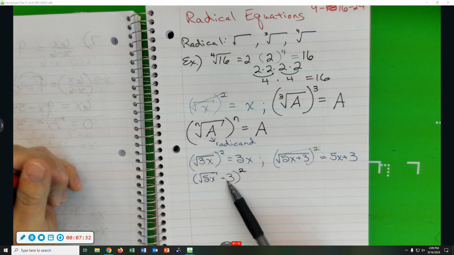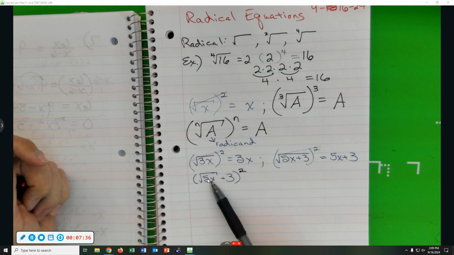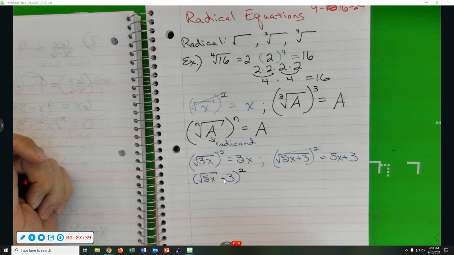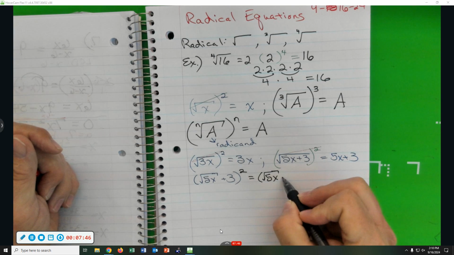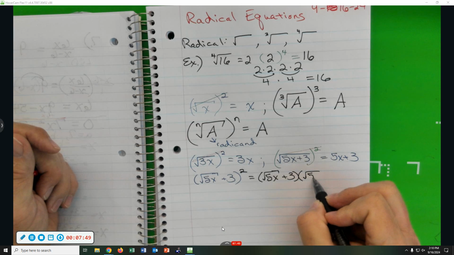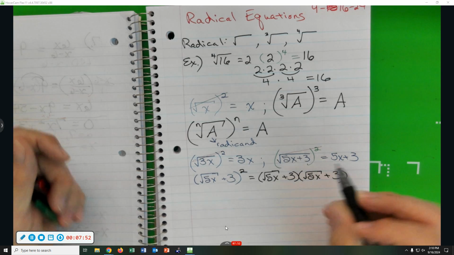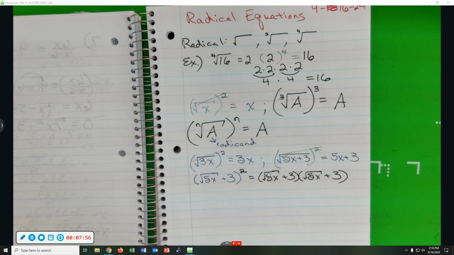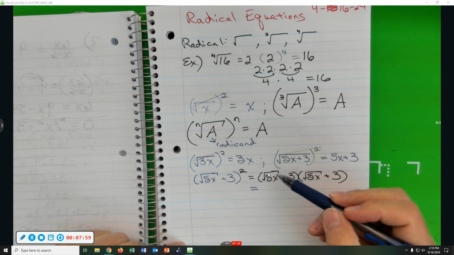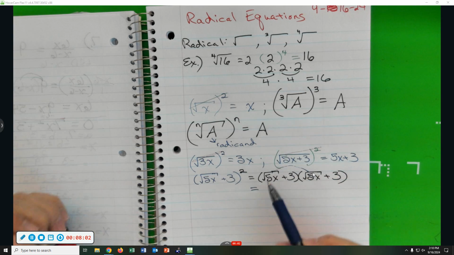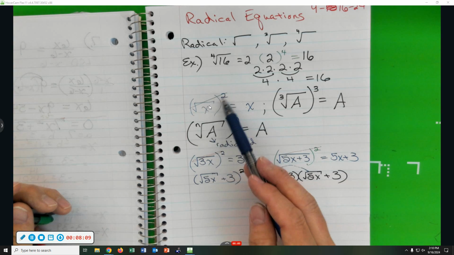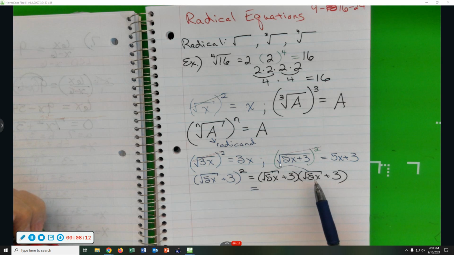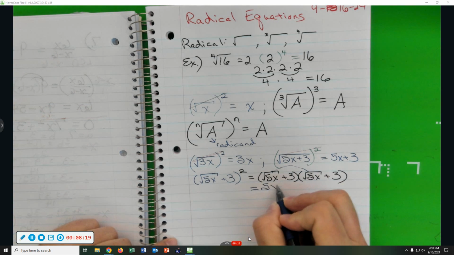So that's what we'd have to do here if we wanted to square this, where the 5x and the 3 are not under that radical. So you have two separate terms. You'd write out the square root of 5x plus 3 times the square root of 5x plus 3, and then you'd start foiling. The square root of 5x times itself. What happens when you're squaring a square root? The square root of 5x times the square root of 5x, that's the square root of 5x squared, which is just 5x. So great, we got rid of that radical.